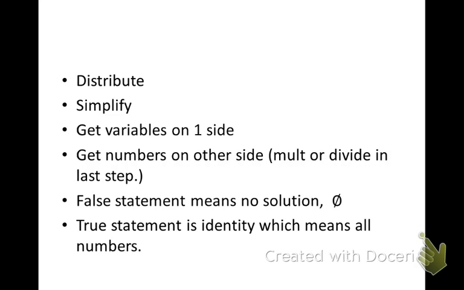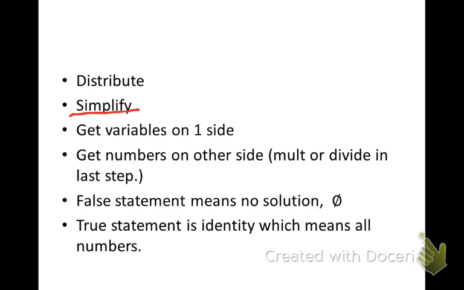If there's anything that needs to be distributed, do that, and then simplify. That step's kind of important. A lot of times some people don't do that. You need to get the variables on one side. It doesn't really matter which, but take care of getting them together. Get numbers on the other. You multiply or divide in the last step, so save that for the last step.